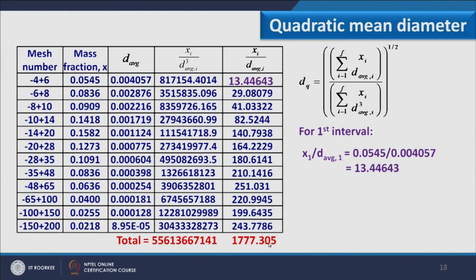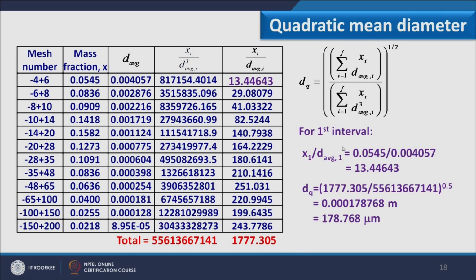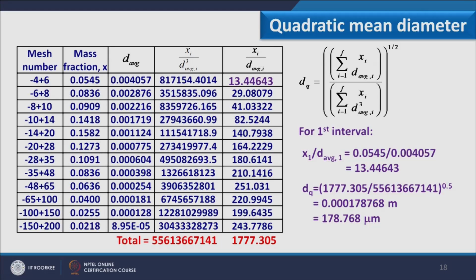So, the summation of xi over d average i cube gives the value of 5561366741, and the summation of xi by d average i gives the value as 1777.305. So, using these two values, we can calculate the quadratic mean diameter, and its value comes as 178.768 micrometer. In this way, we can calculate the mean particle size of a mixture. Please remember, this is the mean diameter or mean particle size of the mixture, not of a particular fraction.